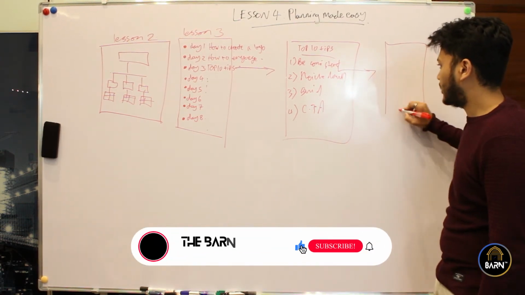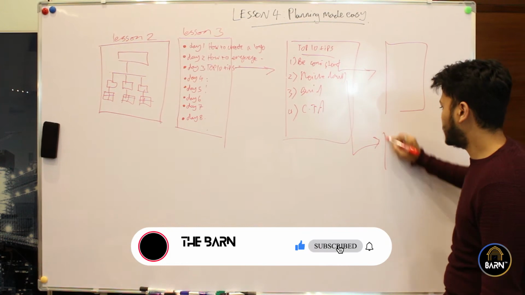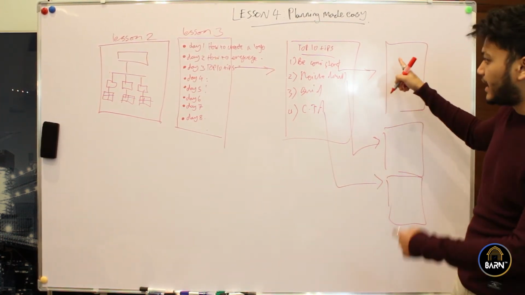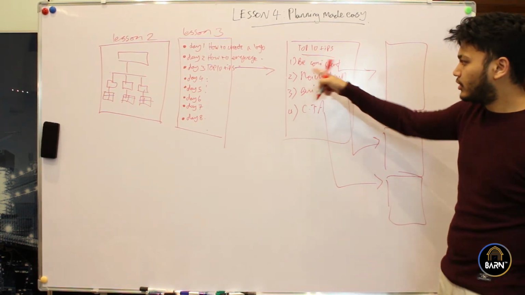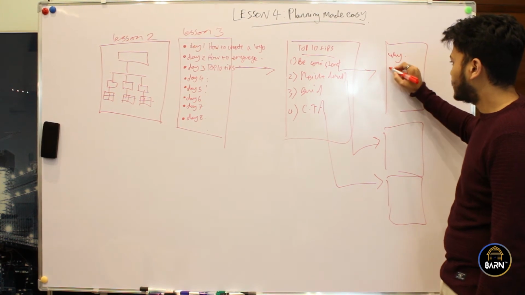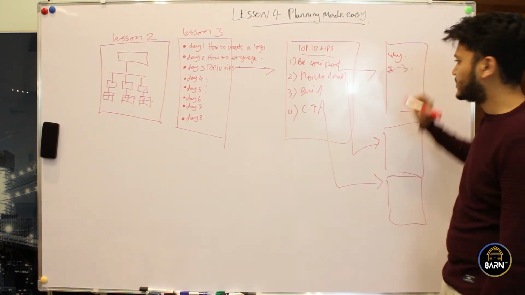So you create a list for each of these points like this, and then you dive in a bit deeper. For example, with being consistent, why is being consistent important? Give 2 or 3 sentences.